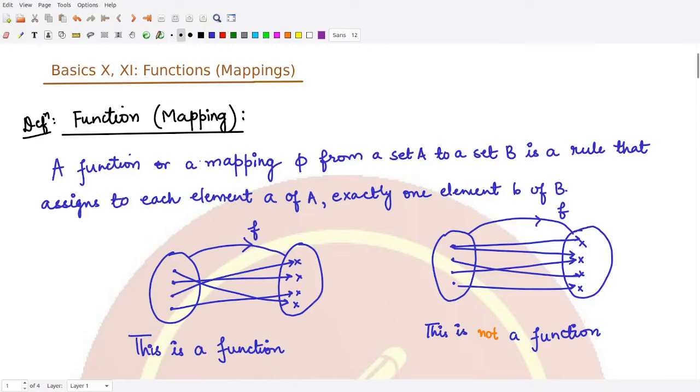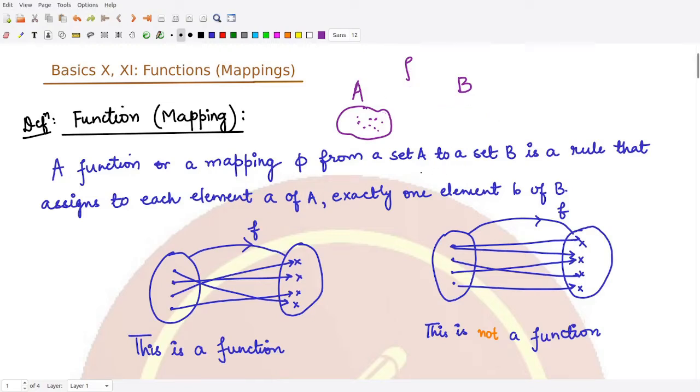So here you know what a function is. You can call it either a function or a mapping. It is basically a rule. What does it do? If you have two sets, a set A and a set B, then you take some of the elements from this set, and according to whatever rule this function is defining, each element would be mapped to some element here in this set, right? This is what it does.